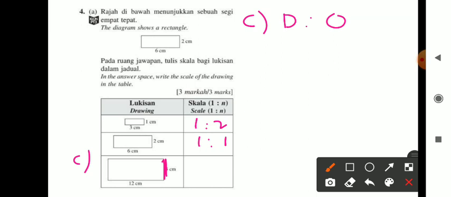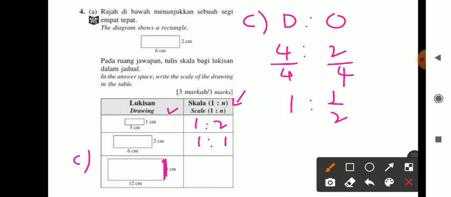The drawing is 4 cm, then originally it is 2 cm. So how do you change it to this form, 1 to n? Divide by 4. So this is 1, then this is half. So this is your answer, 1 to half. This is the very, very basic question. If you don't understand this, do you understand?